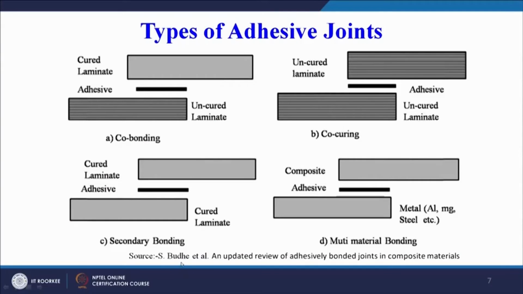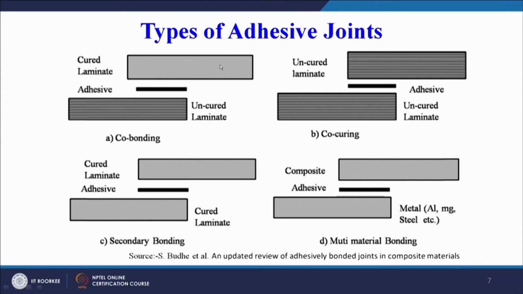Now this is from a research article, an updated review of adhesively bonded joints in composite materials by S. Budhe. So we can see the types of adhesive joints here. This is a cured laminate. Now I think by now you understand the difference between a cured and an uncured laminate. So cured is which has completely undergone the process of polymerization and is strong and stiff physically, and the complete polymerization has taken place, that is the product is ready for use.